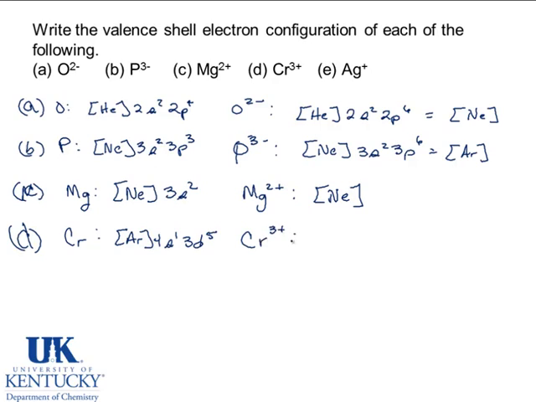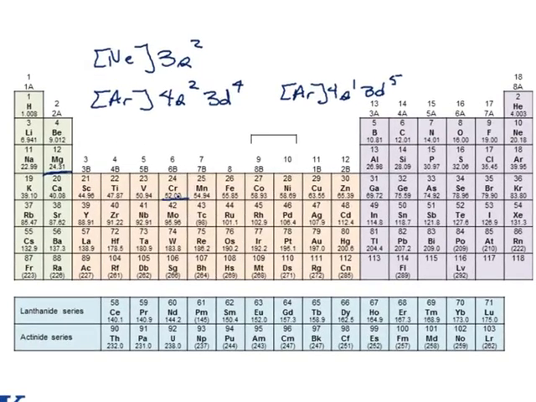So now we're ready to do chromium 3+. So we have to remove 3 electrons. We do not remove the last 3 we put in. We look at the valence shell and we take out the highest n first. We're going to take one of these away, and then we go to the d and remove a couple of those. So that's going to give me argon 3d3. So if we look at our periodic table, it would not be correct to say, okay, it's got 3 fewer electrons, so let's count back 3 and do the electron configuration of that element. If we did that, we would have argon 4s2 3d1.